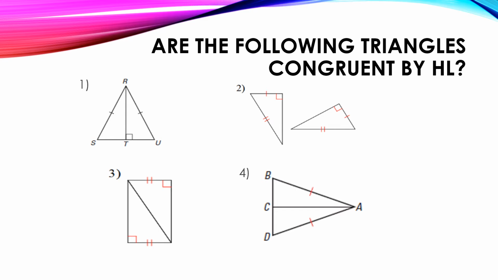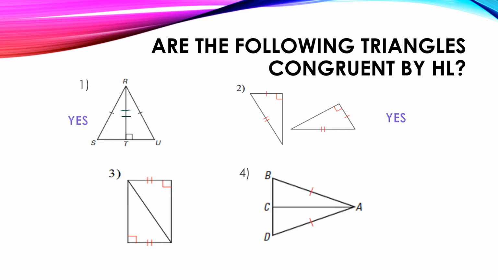RT, there's 2 triangles in this, and we can use the reflexive property to say that R and T are congruent, right? So then we have a hypotenuse that's congruent, leg that's congruent, and the right angle. So these would be congruent triangles. Number 2, we have a right angle in both. We have a leg that's congruent, or the same leg that's congruent, and then the hypotenuse that's congruent. So this would be congruent by HL.